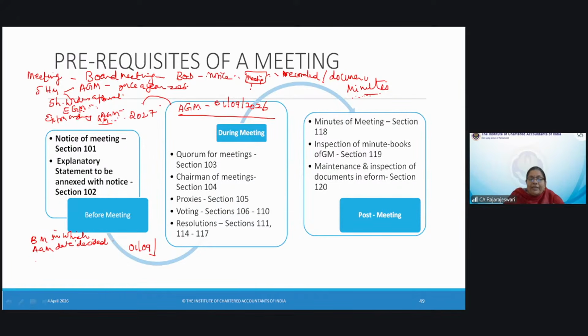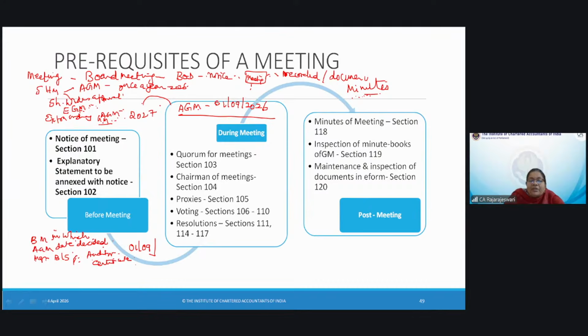They will adopt the accounts. How it is done is that the management will prepare the balance sheet, and the auditor will audit the accounts and give the auditor's certificate that the company has complied with the requirements, and that certificate will be given after the board meeting.